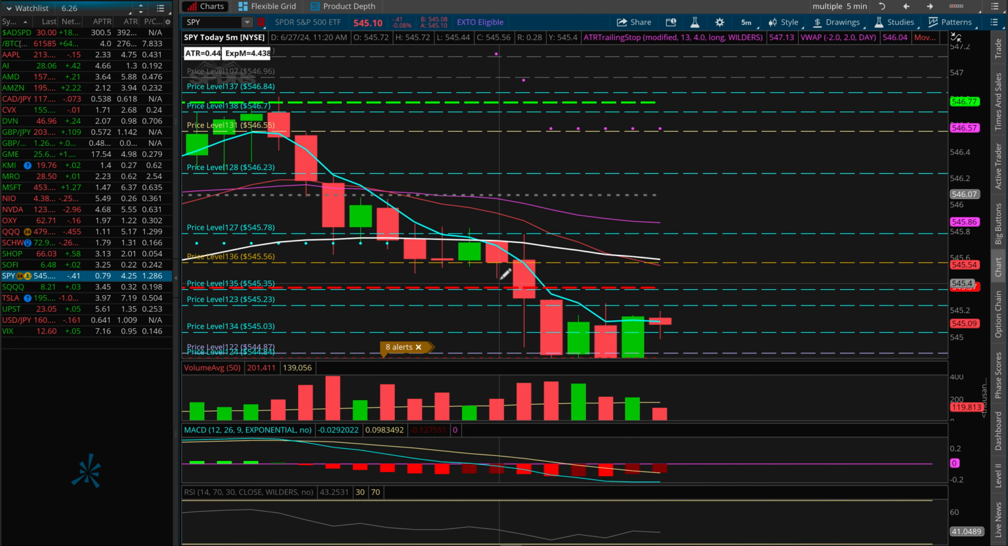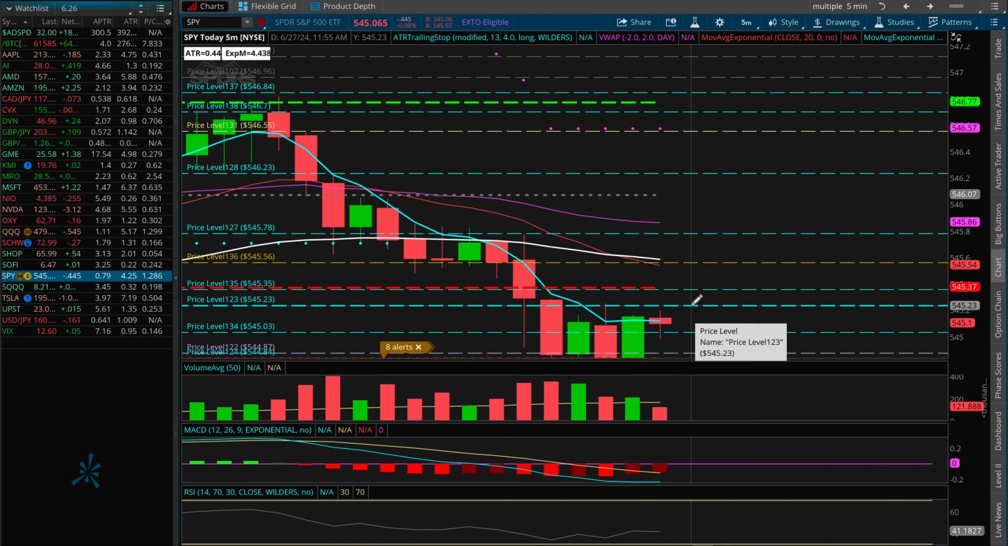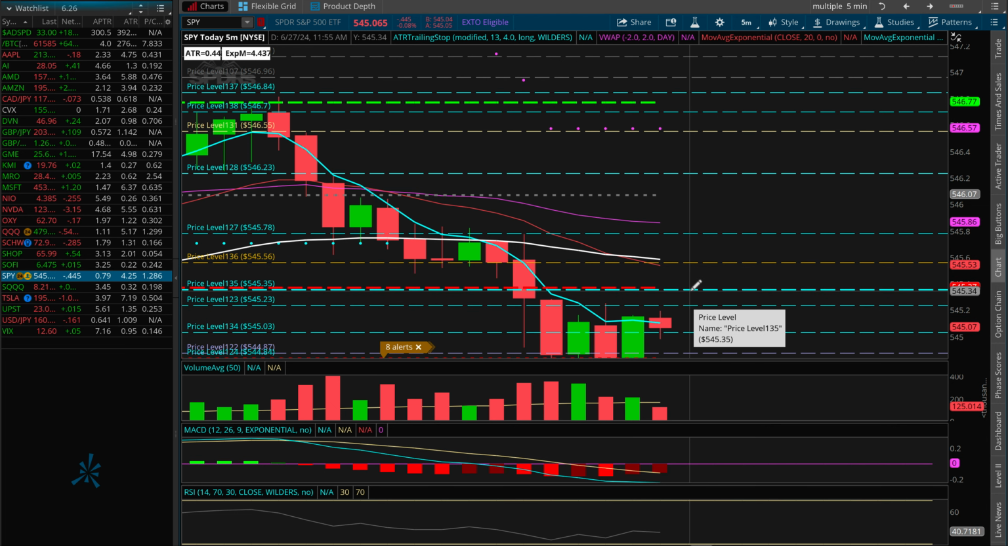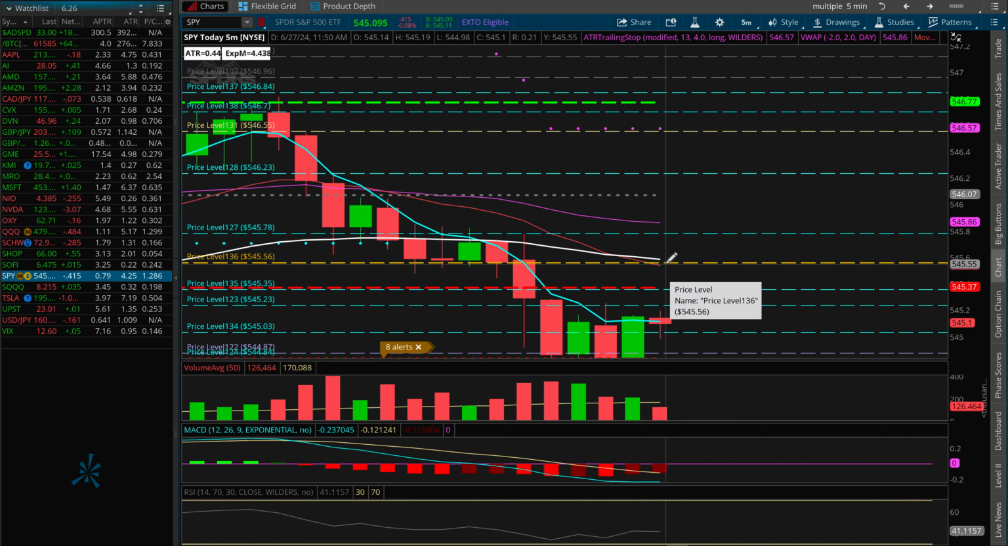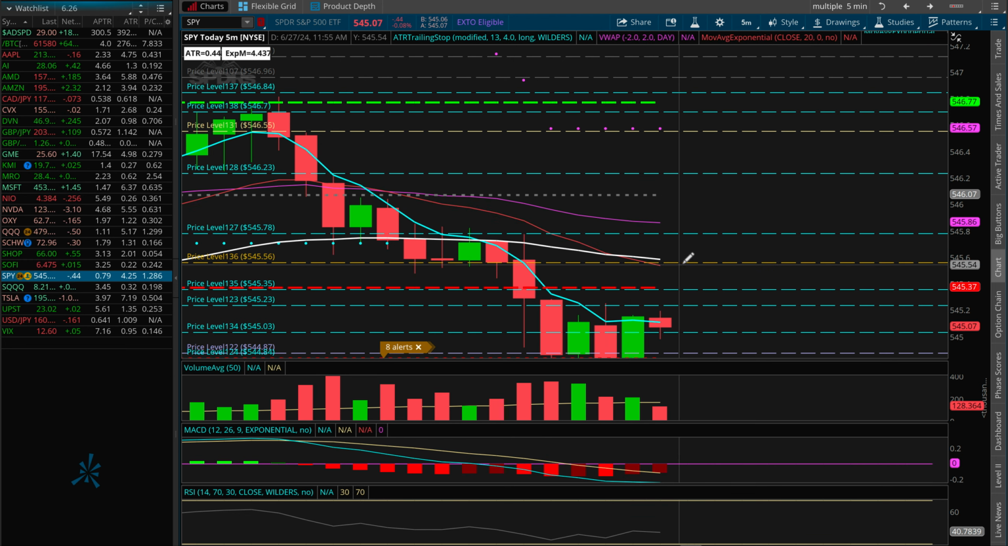So where are our trouble places, right? This 5 EMA is a trouble place. This dotted line here that we created at 545.23 is a trouble place. This area here of 545.35 is another trouble place. And we have the 20 EMA, the 50 EMA, and this gold dotted line here at 545.56 area. We know this area here is triple trouble, is what I like to say, right? Because it's two moving averages and a dotted line that we created. So we got a lot of trouble in this area.